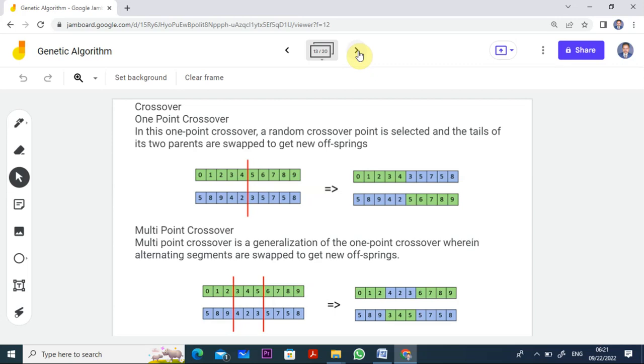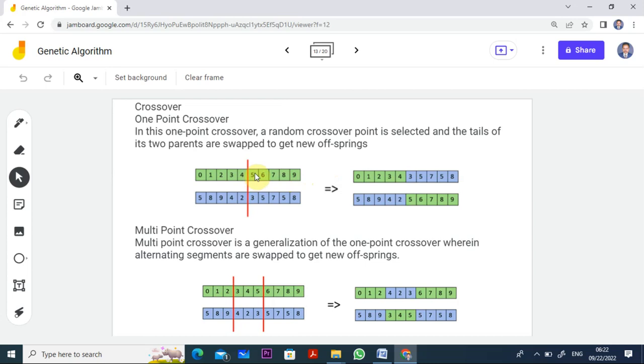Then how do we go for the crossover, and what are the different types of crossovers? Crossover means we are exchanging data here. I go for 1 point crossover. In 1 point crossover, can you see I am selecting 1 point here, the red color. In this 1 point crossover, a random crossover point is selected and the tails of the two parents are swapped. The tail means the right hand side. So what is your 5, 6, 7, 8, 9? What is your 3, 5, 7? This is the head part and this is the tail part.